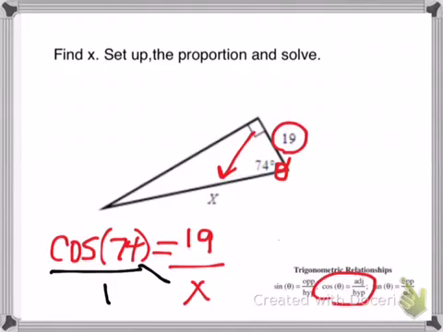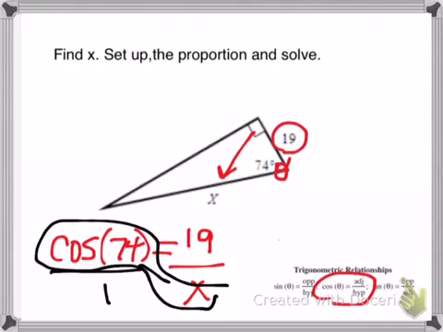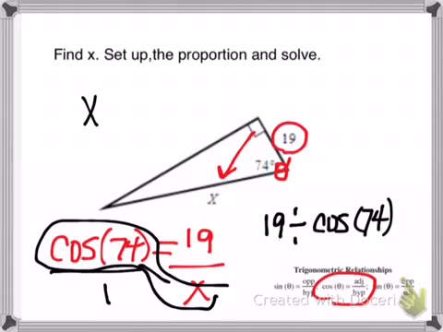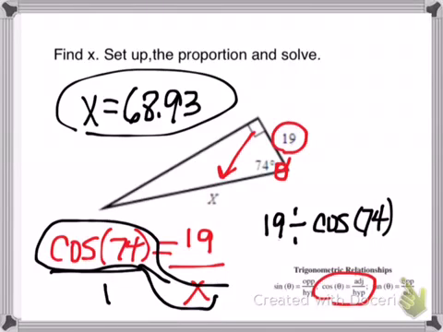If we look here, we're going to cross multiply. This tells us to multiply cosine 74 times x. That means we're not going to multiply, we're going to divide. So in our calculator, we're going to put 19 divided by cosine 74. Remember, you always put the cosine last when you're dividing. That would tell me that x is going to equal 68.93. And that's the hypotenuse, so you know it needs to be larger than 19.